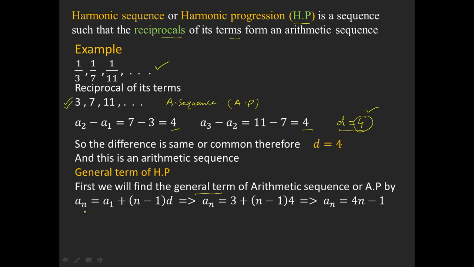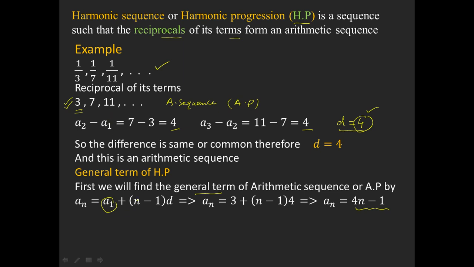The formula is, as we have previously discussed in videos, that an is equal to a1 plus n minus 1 into d. This is the formula. And what is a1? This is the first term, so 3, and d is 4. So after putting the values of a1 and d, we are getting an is equal to 4n minus 1, and this is the general term of the arithmetic progression.